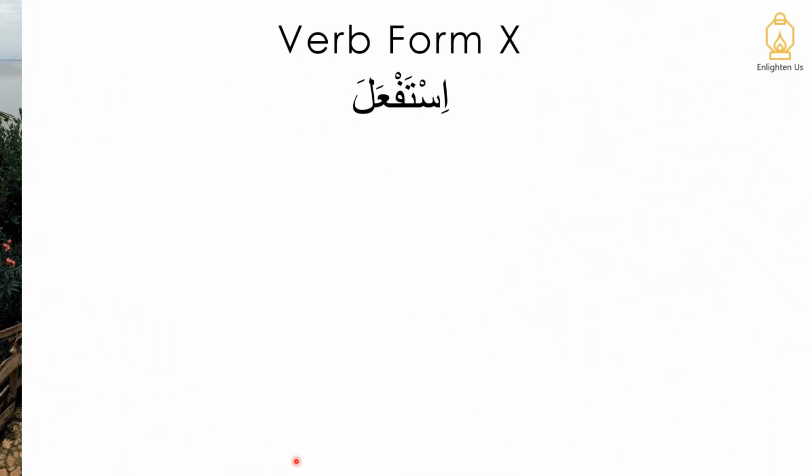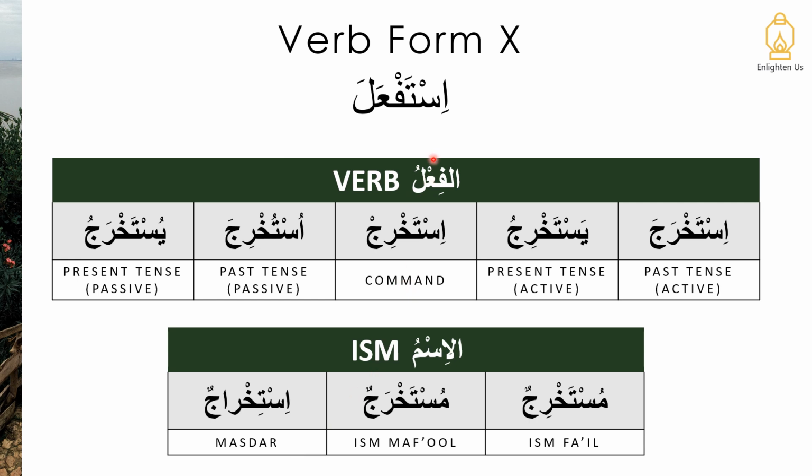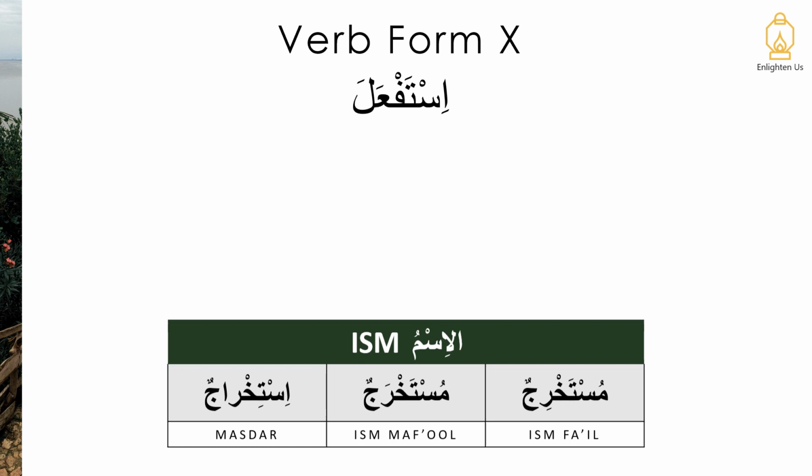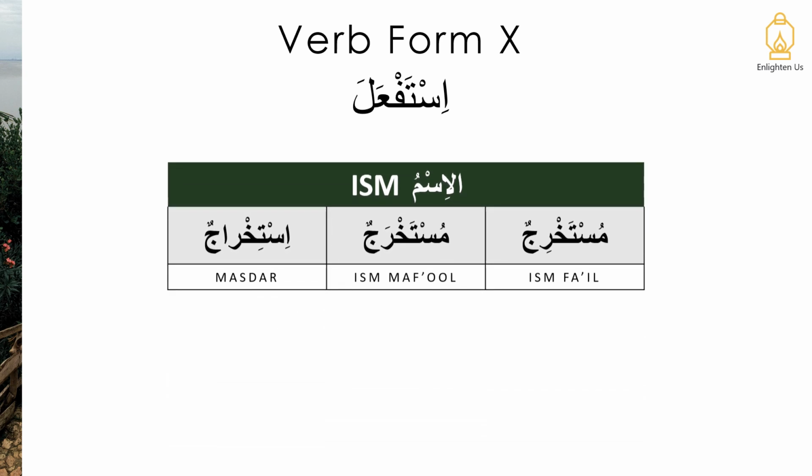Now let's have a look at the previous example that we looked at for istafala. So we looked at istakhraja, yastakhriju, istakhrij, ustukhrija, yustakhraju. And then our asma, mustakhrijun, mustakhrajun, istikhraj. And today we are focusing on the asma specifically. But before we expand on each one, let's have a look at the Hansware.